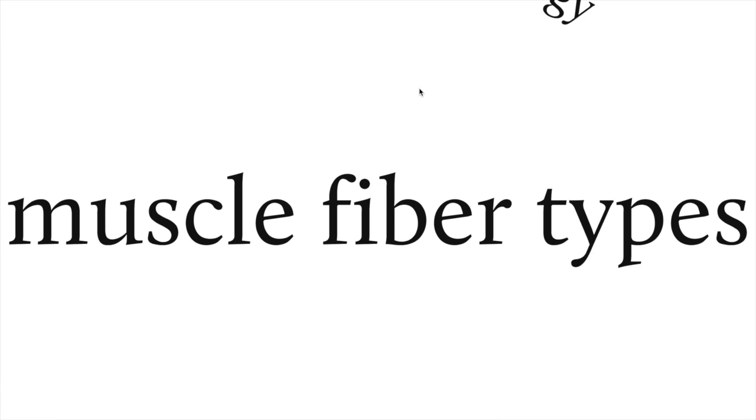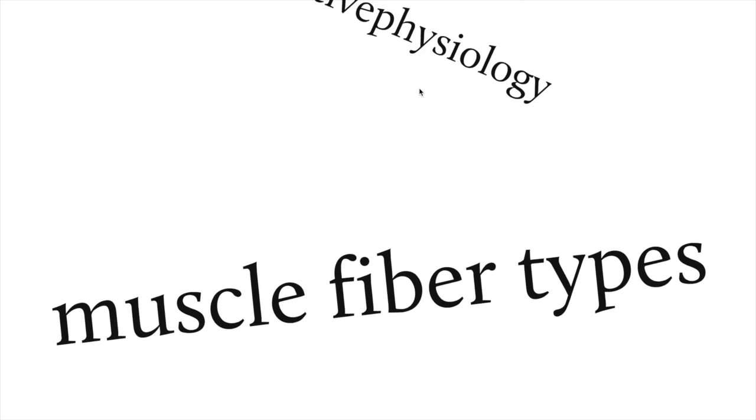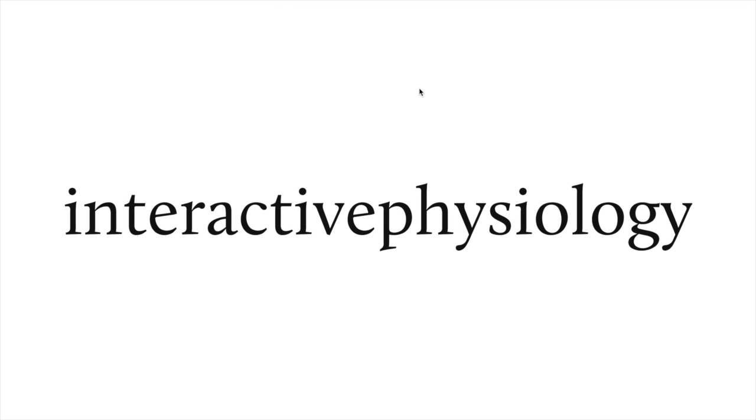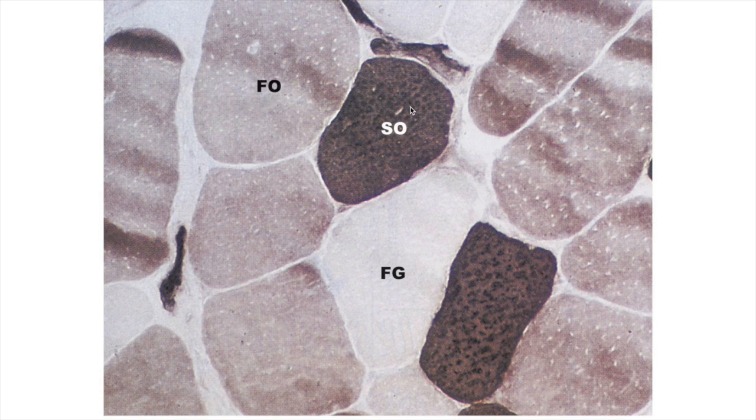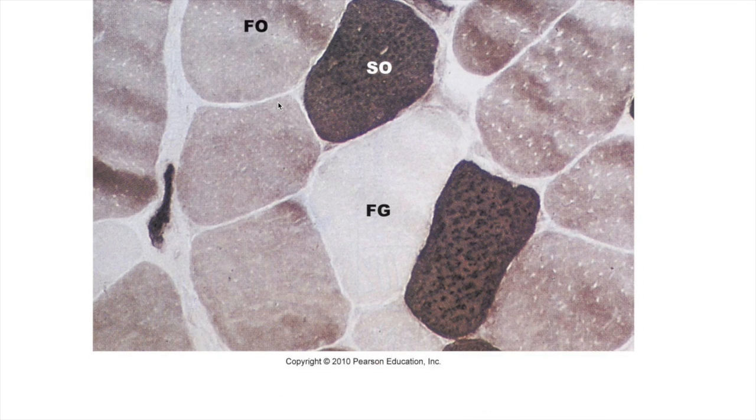Okay, next topic is muscle fiber types. And Interactive Physiology, the disc or the website, has great information on this as well. Here's a picture of some different types. This would be the fast glycolytic, the slow oxidative, and fast oxidative, or this is called an intermediate fiber sometimes.